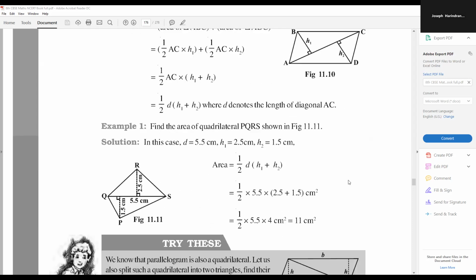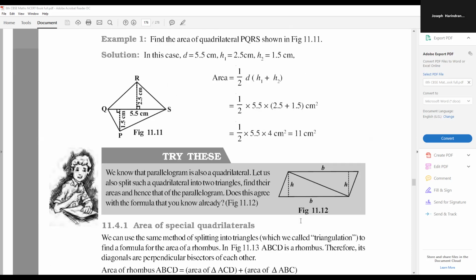So here example 1 is given. We can see this. PQRS is a quadrilateral and we have QS as the diagonal. So half into QS, which is 5.5 centimeter here, that is the diagonal D. H1 and H2 are the two altitudes on the same diagonal from the other two opposite vertices, P and R. We get 1.5. So we have half into 5.5 into, within brackets, 2.5, the sum of the altitudes, H1 plus H2. And it works out to 4 centimeter. 5.5 into 4 is 22, half of 22 is 11 centimeter square.